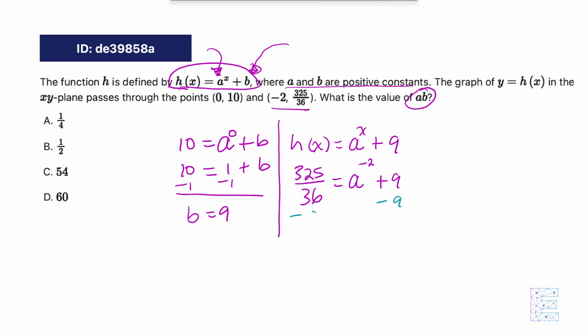Subtract 9 from both sides. And yes, you are allowed to use your calculator. So go ahead and do that. And you're going to see the left side is 1 over 36. And the right side, all we have left is a to the -2.